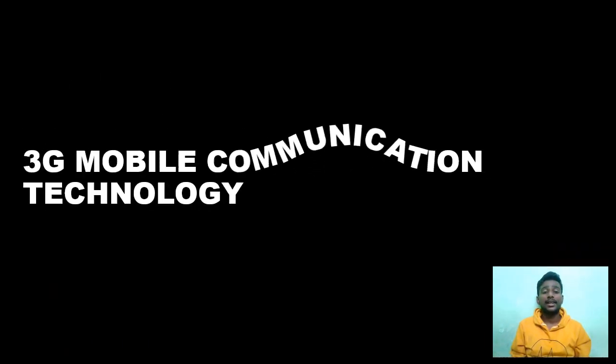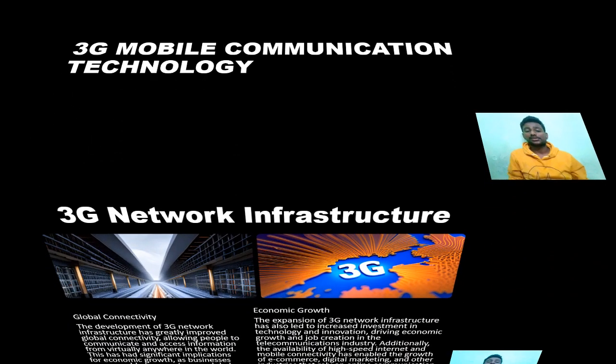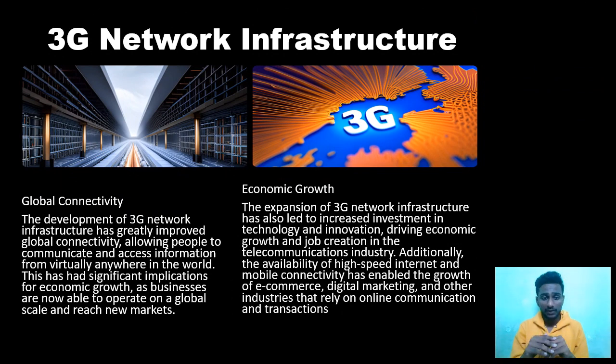Okay, now let us go into the 3G mobile communication technology. 3G network infrastructure. Basically, the 3G network infrastructure is based on two components: global connectivity and economic growth. Global connectivity. The development of 3G network infrastructure has greatly improved global connectivity, allowing people to communicate and access information from virtually anywhere in the world.